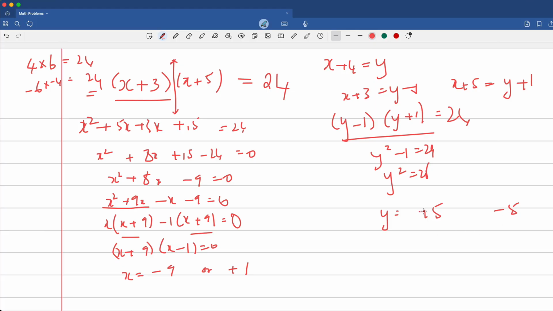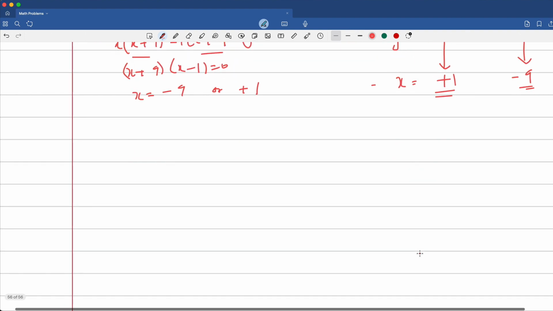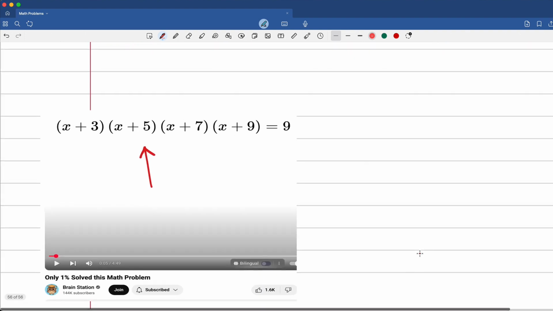And now all you need to do is remember x is nothing but y minus 4, so to get x, subtract 4 from this, so you would end up getting minus 1 here, sorry, plus 1 here. And if you subtract 4 here, this becomes minus 9. That's your answer, right?